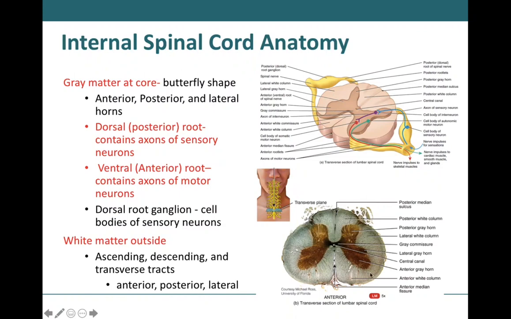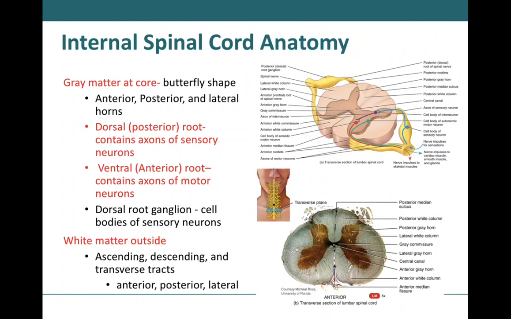So up here, we can see the anterior white columns. This is going to be an anterior white column, and we'll have one over here as well. We'll have the two lateral white columns on either side over here. And then we'll find the posterior white columns that are found towards the back of the spinal cord.